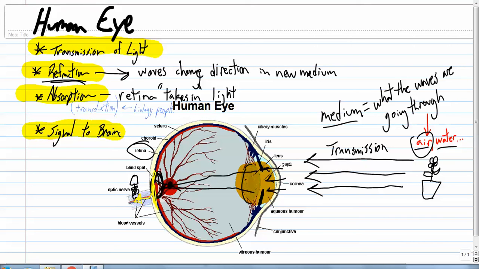And that signal to the brain, let's just call that, in this class, nerve impulses. Let's say nerve signals. Yeah, let's say that. So these nerve signals go to the brain, and then your brain says, oh, I see this or I see that. So that is my 5-minute video on the basic operation of your eye.